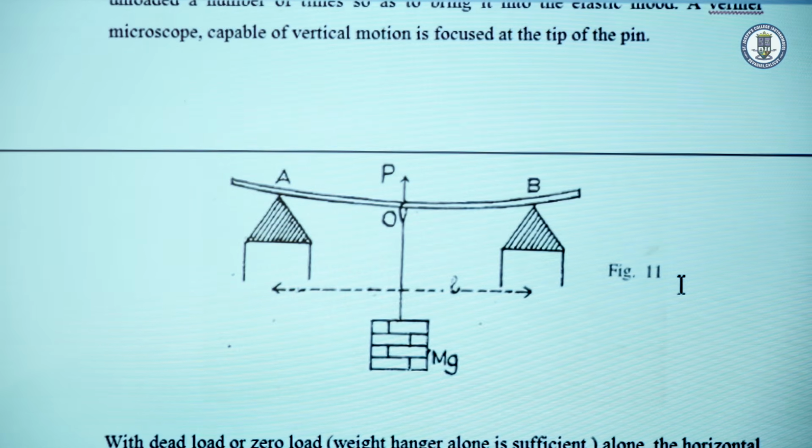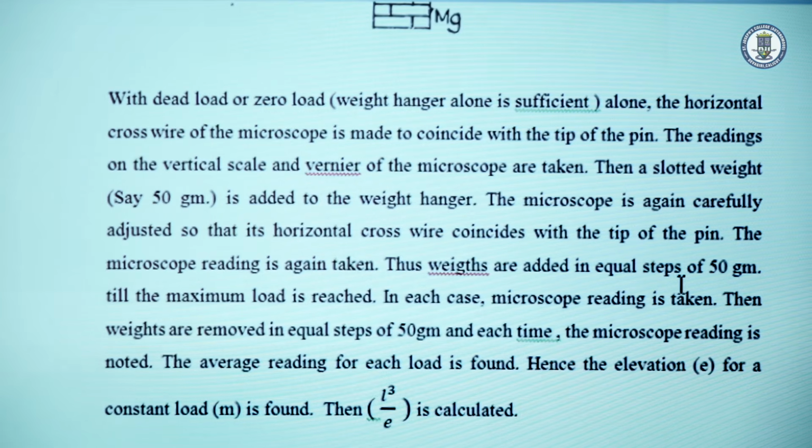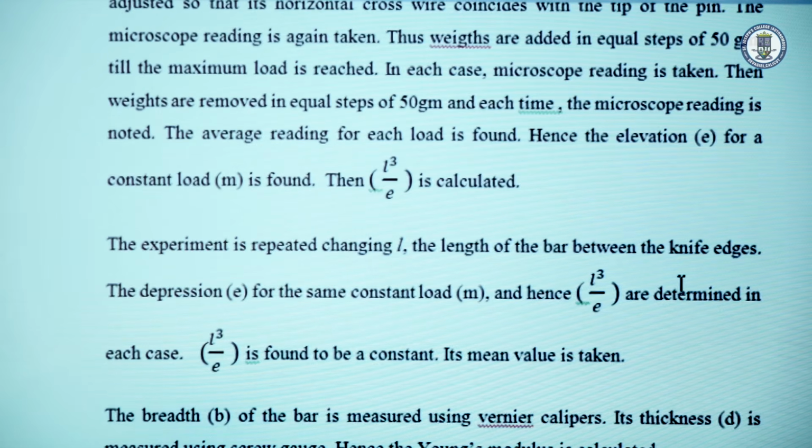Then we can repeat the experiment. We are adding masses one by one, W0 plus 2M, W0 plus 3M, W0 plus 4M, W0 plus 5M, etc. Each time we are adding a mass of either 50 gram or 100 gram, and taking the readings. After adding the loads up to, say, 7M, we remove the loads one by one, and also take the readings corresponding to unloading. Then we take the mean of the two readings, and from the mean reading we can calculate the depression E for a certain mass M. Then L cube by E is calculated.